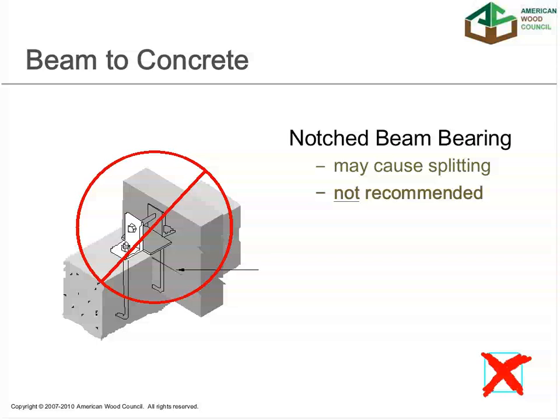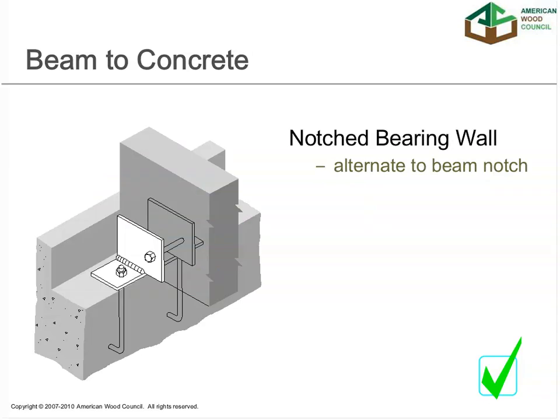Here's another example of that notched beam bearing condition that we talked about earlier, where you can potentially end up with splitting. And a better solution then would, if you have clearance issues where you can't go too high with a wood member in a structure, perhaps then you could notch the bearing wall to take care of those issues. So again, we're avoiding notching of the wood members at all costs.